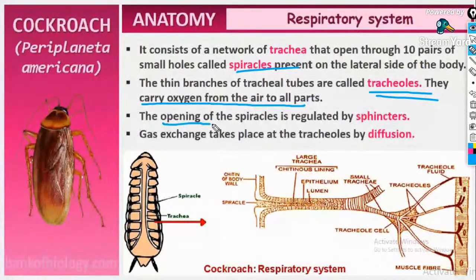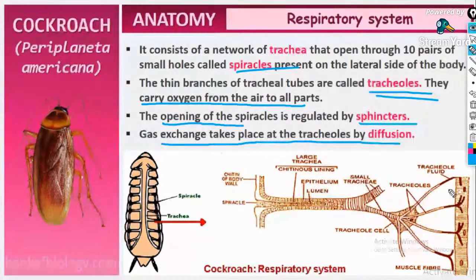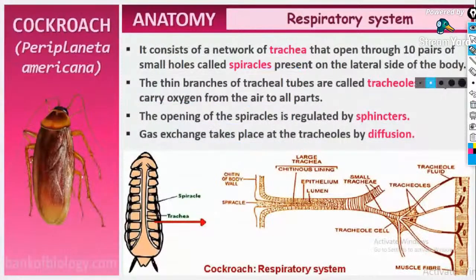The opening of spiracles is regulated by sphincters. The gaseous exchange takes place at the tracheoles by diffusion. So by means of diffusion, the gaseous exchange occurs at the tracheoles, and the opening of the spiracles is guarded by sphincter muscles. Okay, clear with that? That's all for the respiratory system of cockroach.